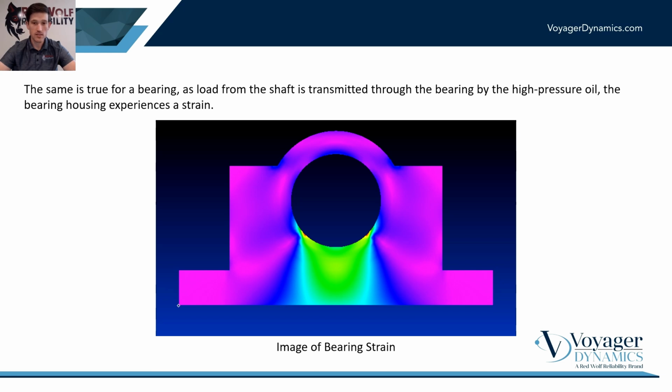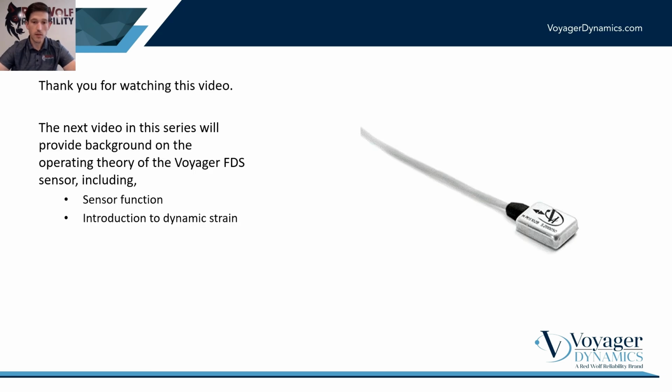One important thing to remember about this is that all of the strains talked about in this video are static strains. So we're applying a fixed load to the body, and we're just experiencing a fixed strain because of it. Now, the FDS sensor, and what we'll be talking about in the next video, is dynamic strains. The FDS sensor itself will only measure dynamic strains. It's not designed to measure static strains. Thank you.